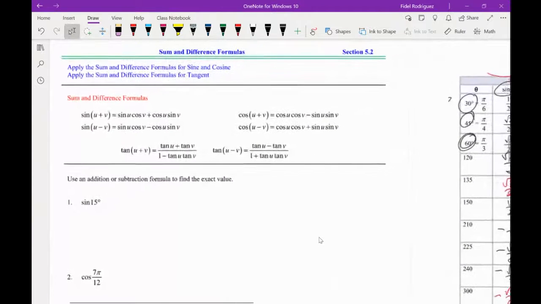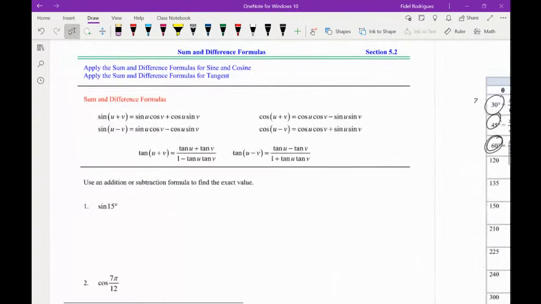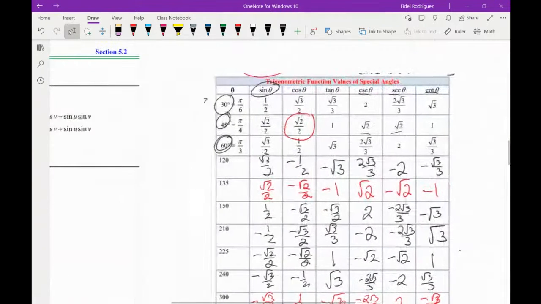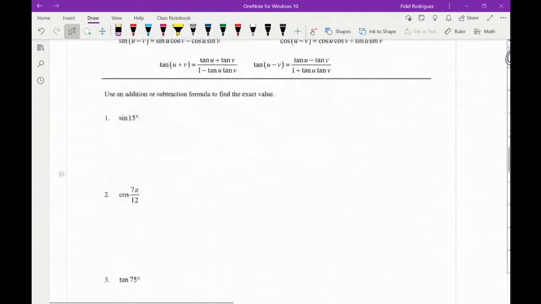So 5.2, y'all, is the sum and difference formulas, okay? So we have some formulas dealing with the sum and the difference of our trig functions. So we have the sine of the sum of two angles, u plus v. We have the sine of the difference of two angles, u minus v. Same thing for cosine, and the same thing for tangent.